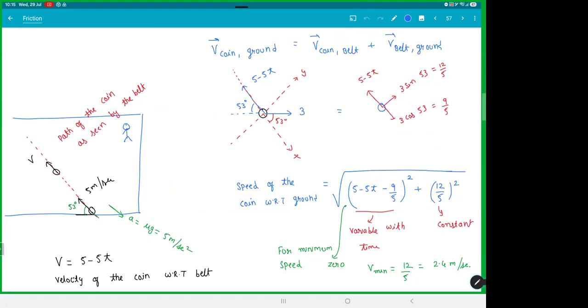Manav, Karthik, Anish, Dhruv, cams on everyone. Keep your cams on.